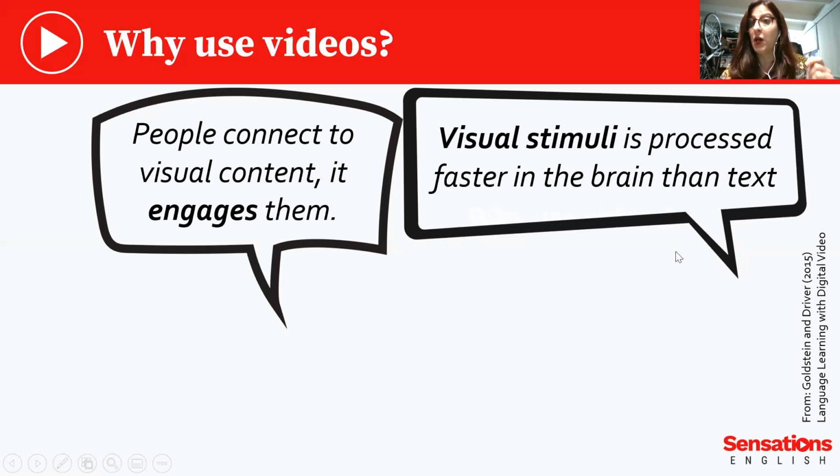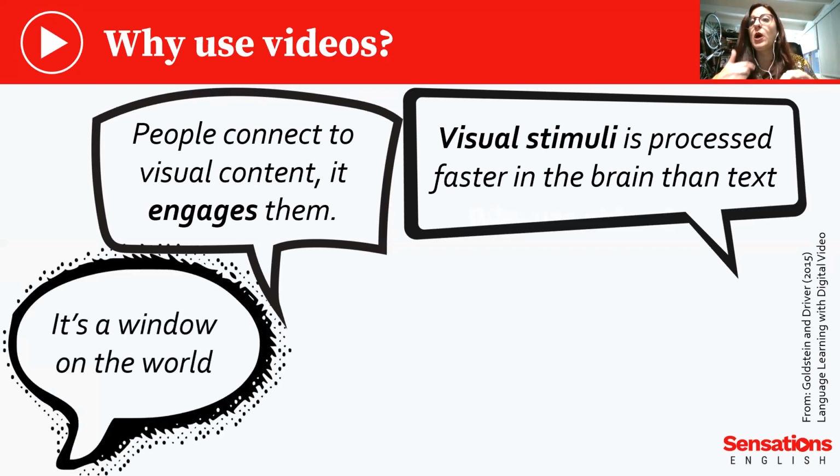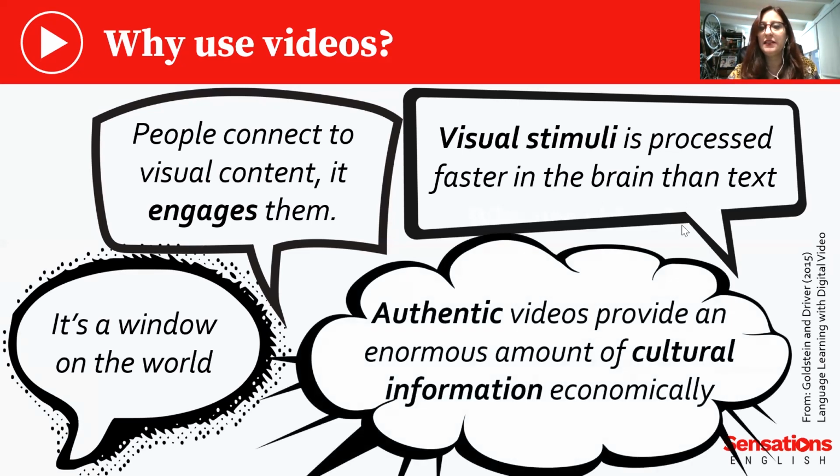And of course, there is research to prove that, okay? So we process visual elements 60,000 times faster than text. Can you believe that? It's incredible. It's a window on the world. Yes, and we're going to go into that too. And authentic videos provide an enormous amount of cultural information economically.